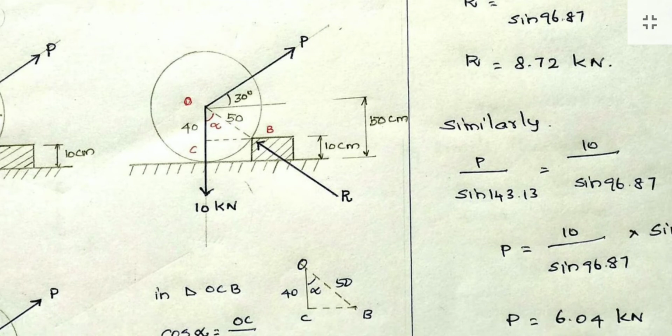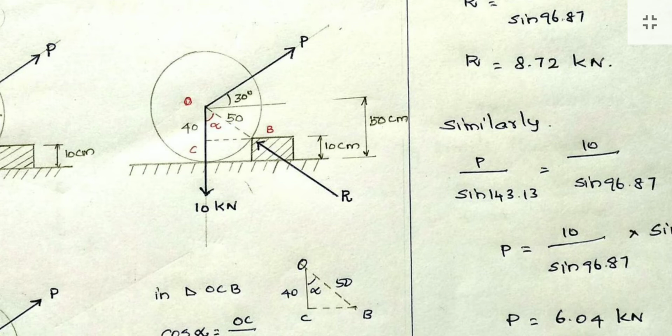Here, you see in the question the diameter of the roller is 1 meter. 1 meter means 100 centimeter. Then what is the radius? Divided by 2, so it is 50 centimeter radius. Then the height of the obstacle is 10 centimeter. Now we close the triangle, OCB. Now, what is the value of OB? OB is the radius of the roller, that is 50 centimeter.